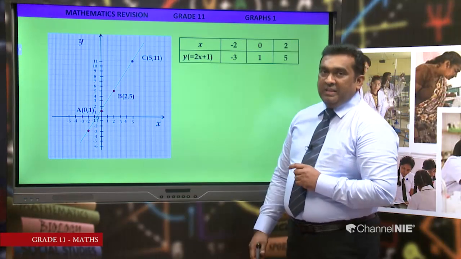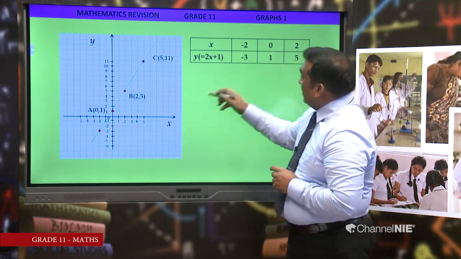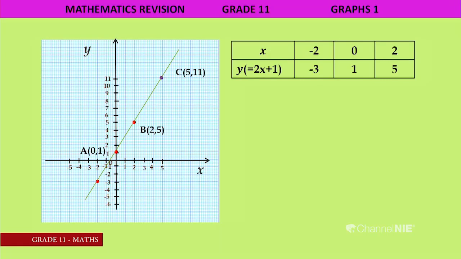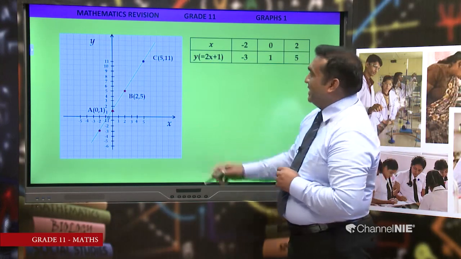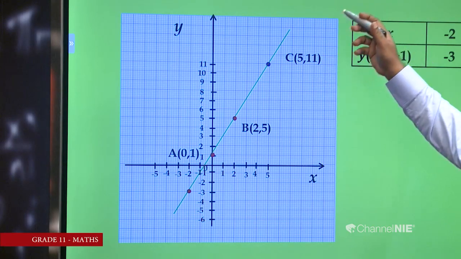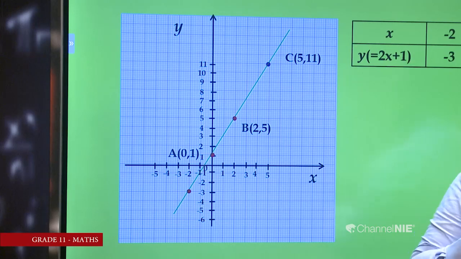This is your Cartesian plane. This is the x-axis, this is the y-axis. According to the given coordinates, the x coordinate is minus 2, the y coordinate is minus 3. This is the point. Next one, 0, 1. Then 2, 5, here. There is an additional point here. When x equals 5, 2 into 5 is 10, 10 plus 1, 11. Using these 4 points, we can draw the graph of the function y equals 2x plus 1.